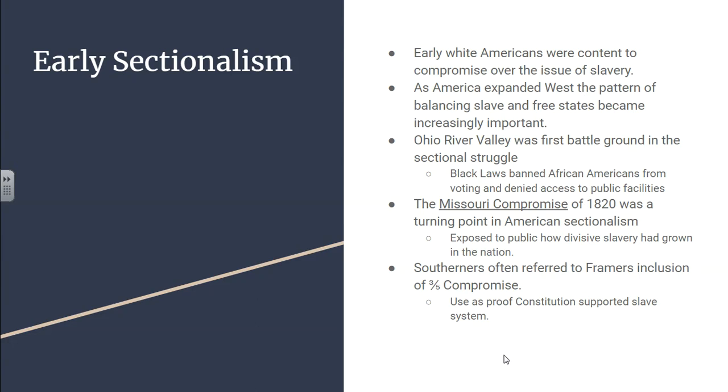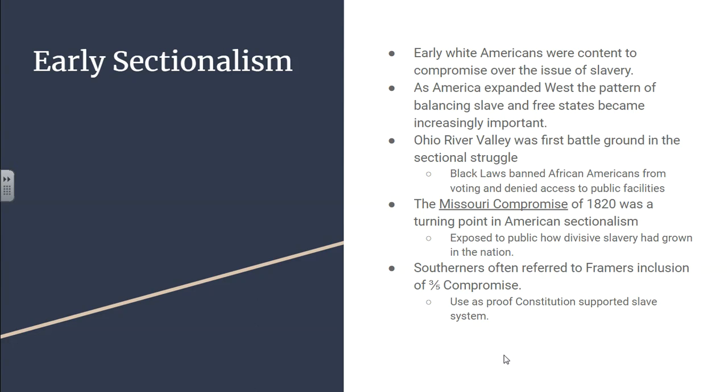And as the United States expands west, as we start to gain more territory from the Louisiana Purchase and then later from the Mexican Cession, the issue of slavery continues to play a more prominent role in American politics, in social circles, and certainly in the economy. Okay, so the first struggle that we have is in the Ohio River Valley, and that really becomes the first battleground, setting the stage for what's going to follow later.